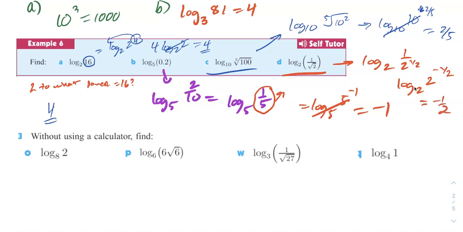So that's one way to simplify logs. You can either ask yourself, okay, 2 to what power equals 16, or if you're having a hard time with that, try to make the bases match and cancel at the top.